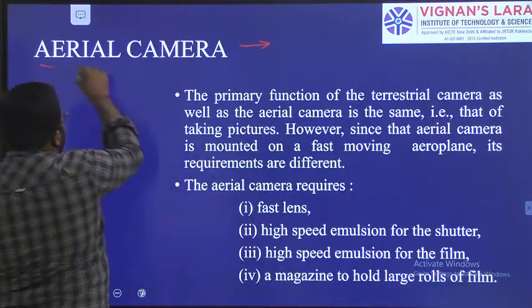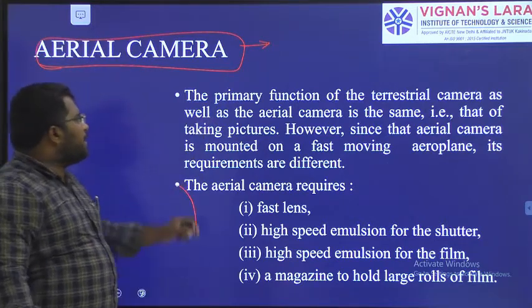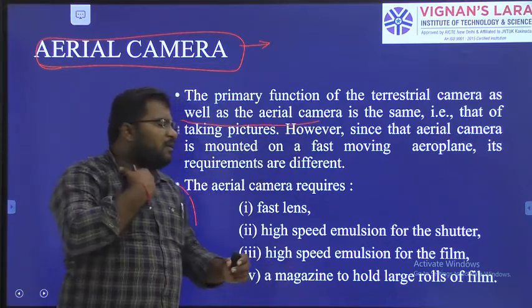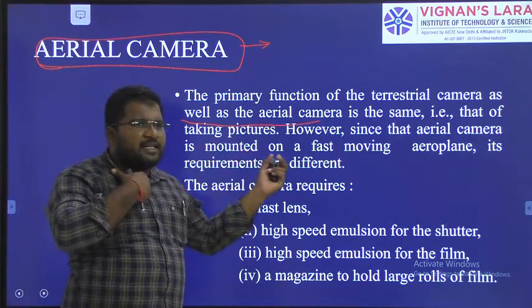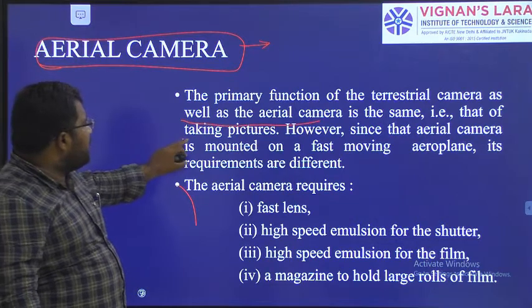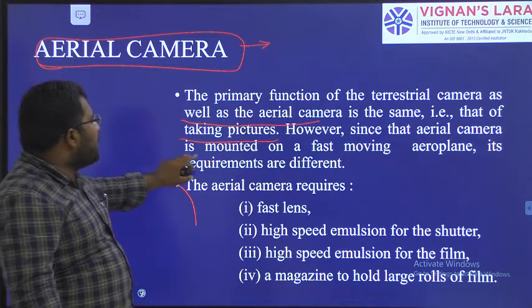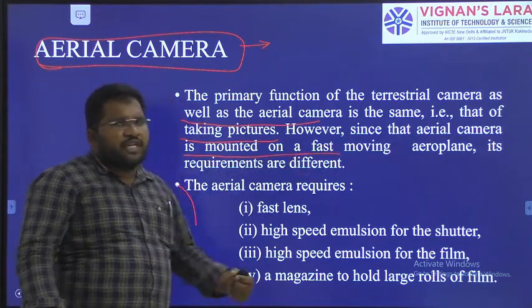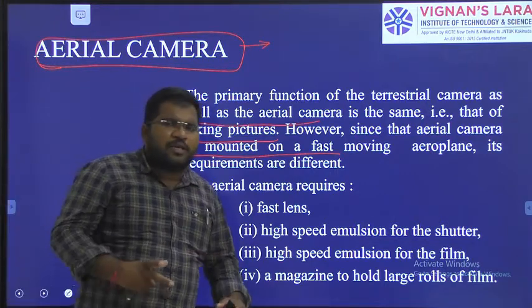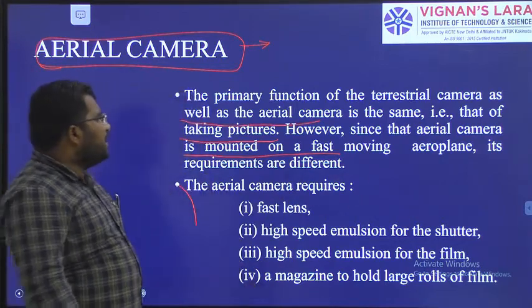So the aerial photogrammetry camera. The primary function of the terrestrial camera as well as the aerial camera is the same. Whatever principle is behind the camera working for terrestrial photogrammetry will be the same for the aerial camera, that is taking pictures. However, the aerial camera is mounted on a fast moving aeroplane. In terrestrial photogrammetry, the camera is fixed to one location and we collect all the values.